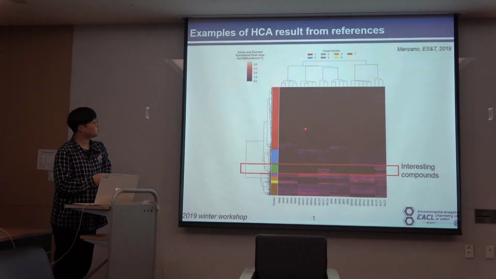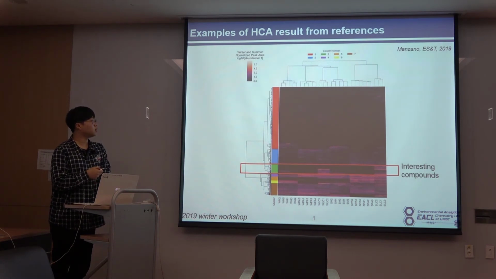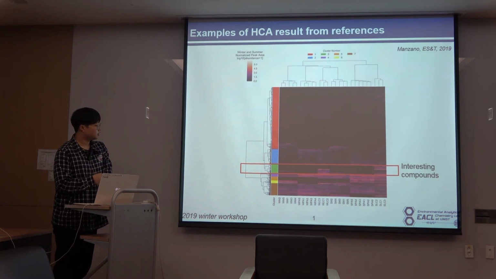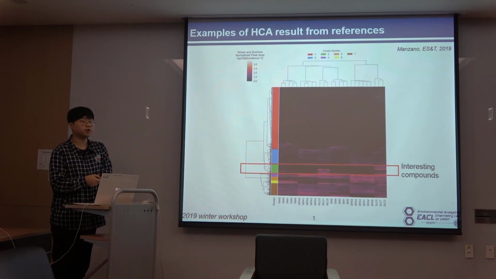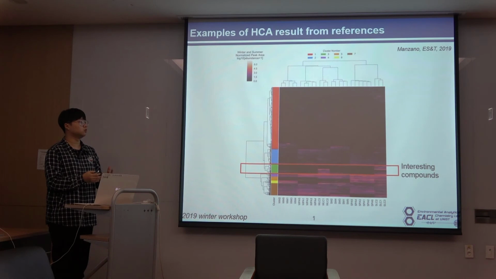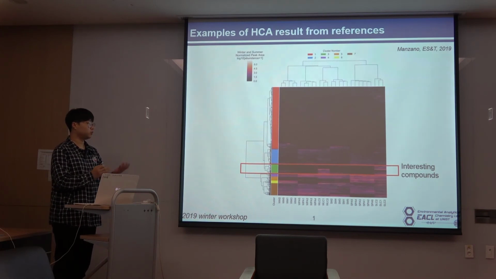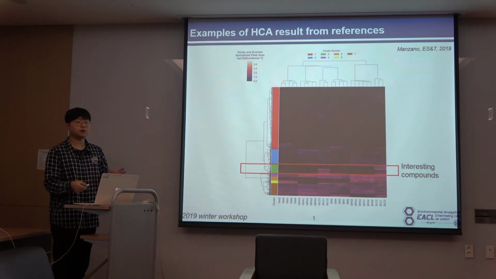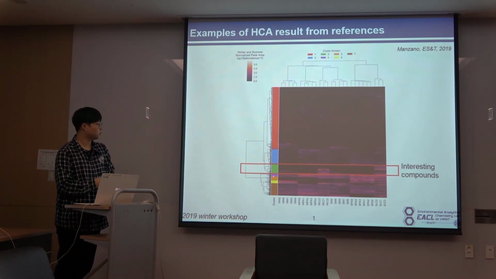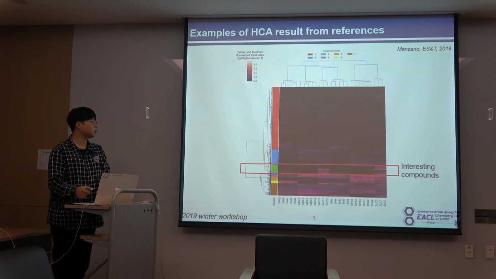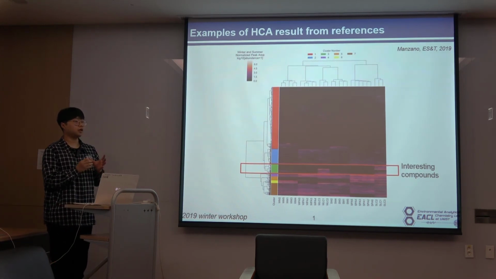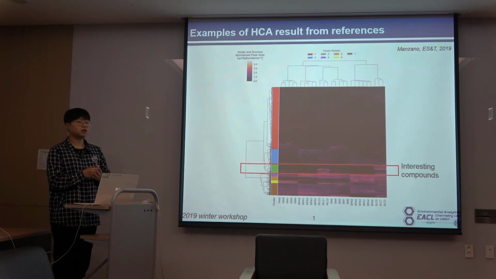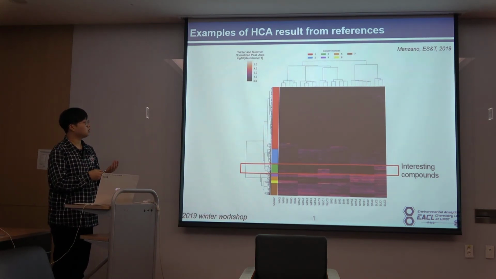And in the other paper, they also conducted a heat map with dendrogram, and they suggest cluster 3 shows interesting compounds because some compounds were well known previously, and the other compounds can be a new indicator or marker with similar properties.